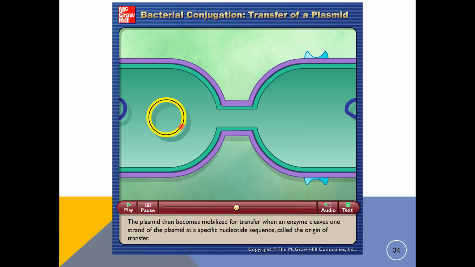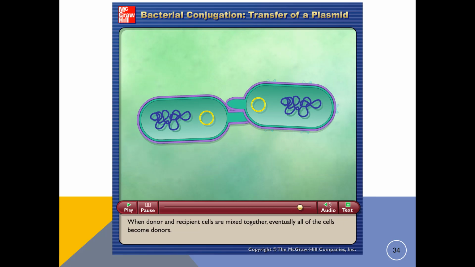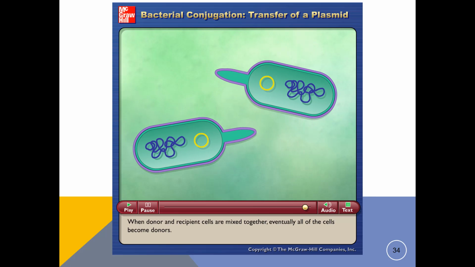The plasmid then becomes mobilized for transfer when an enzyme cleaves one strand of the plasmid at a specific nucleotide sequence, called the origin of transfer. A single strand of the plasmid, beginning at the origin of transfer, enters the recipient cell. Once inside the recipient cell, a complementary strand to the single DNA strand is synthesized. When donor and recipient cells are mixed together, eventually all of the cells become donors.